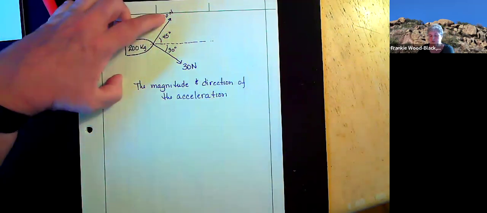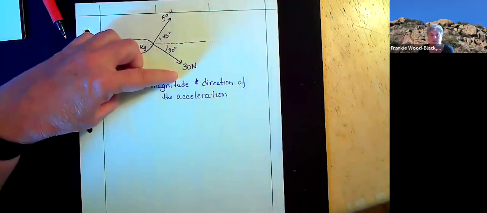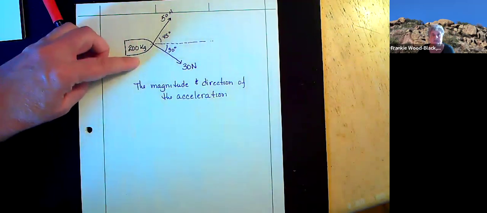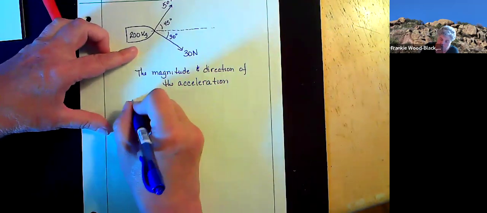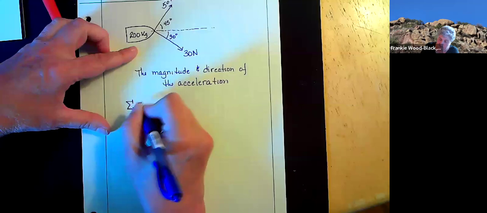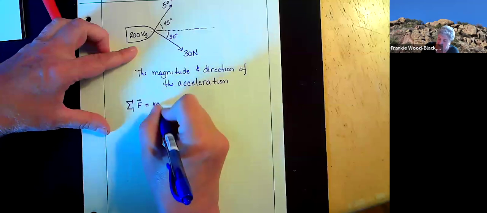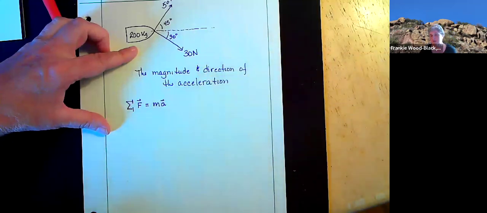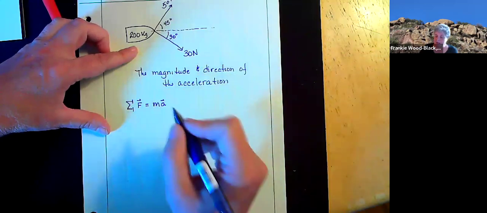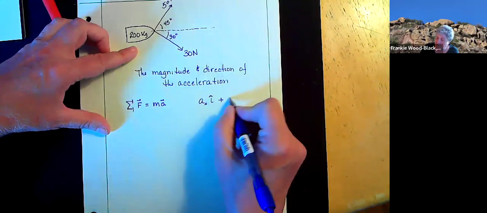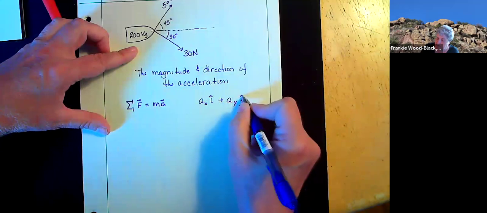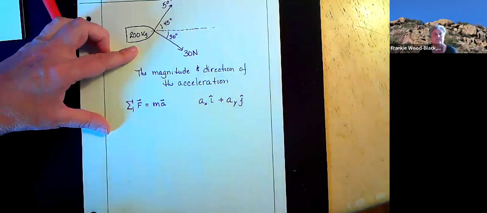All right, so we've got a force of 50 newtons pulling it this way. We've got a force of 30 newtons pulling it this way. And we have 200 kilograms. Well, first thing is, we know that the summation of forces is going to equal the mass times acceleration. That's good, but my acceleration is going to have an x component and a y component. So I've got to deal with that.